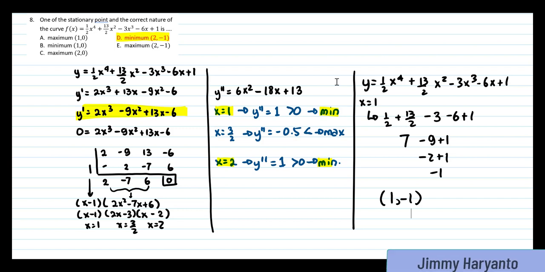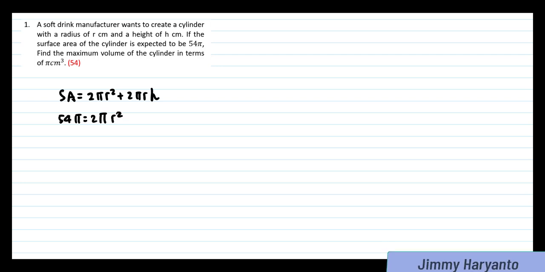Okay, next one. Next is an essay question. A software manufacturer wants to create a cylinder with a radius of r centimeters and a height of 8 centimeters. If the surface area of the cylinder is 54 pi, I already gave you the formula for the area of a cylinder, which is 2 pi r square plus 2 pi r h. Let's put the surface area 54 pi equals 2 pi r square plus 2 pi r h.